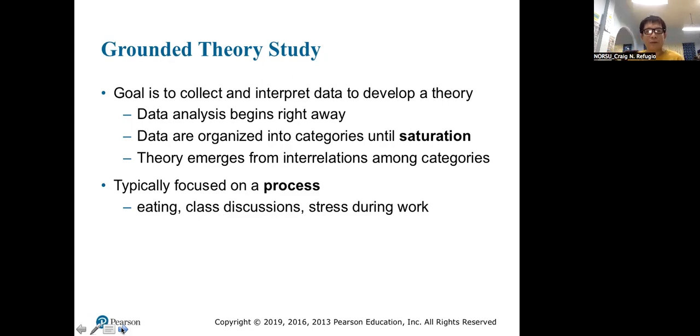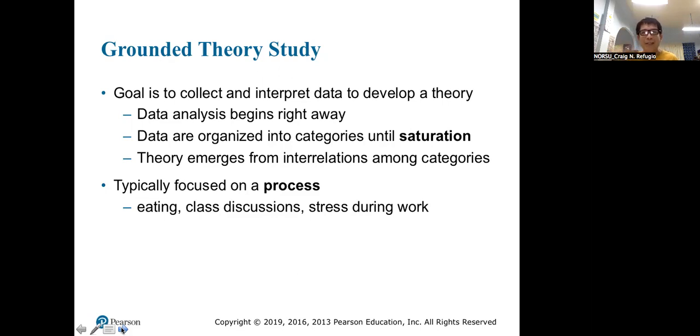Data analysis begins right away. Data are organized into categories until saturation. And when we say saturation, you collect data and then still you collect data, then still you collect data. And then you are going to ask yourself, when should I stop collecting the data? Stop collecting the data when you reach data saturation.